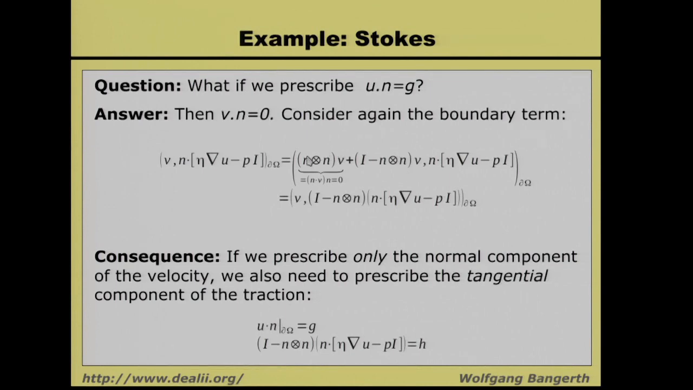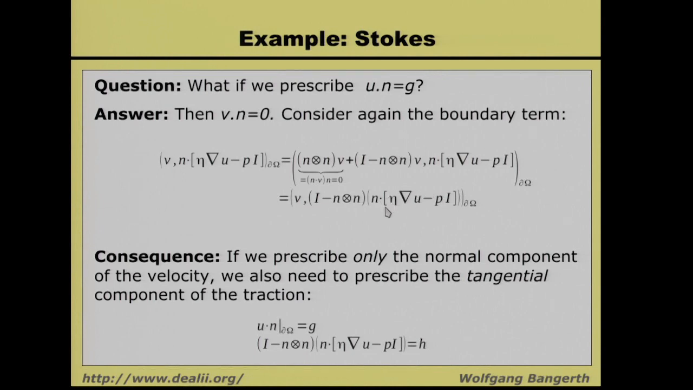So the normal term is 0, and what remains is (I minus n cross n) times v, times n dot (eta grad u minus p I). This is a symmetric matrix, so I can bring it over here, and what I find is that I get out of this term v times (I minus n cross n) times the tractions.